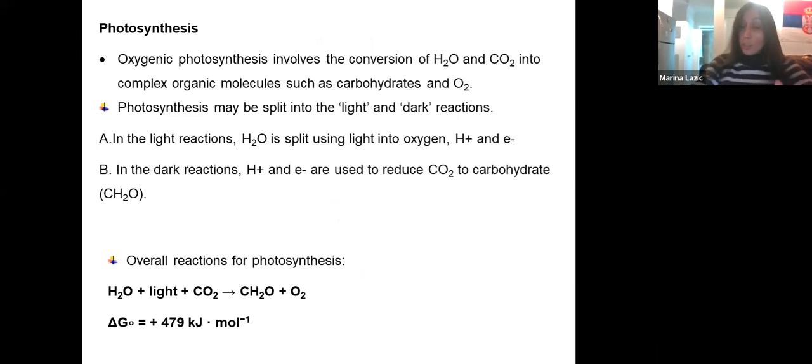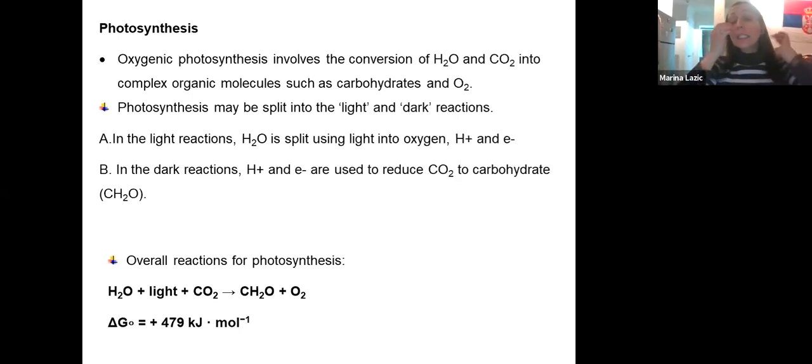Again, photosynthesis can be oxygenic. We'll talk about anoxygenic later on, but generally oxygenic photosynthesis involves conversion of carbon dioxide and water into complex organic molecules such as carbohydrates, and we have release of oxygen. Plants are making oxygen for our planet, but this is a microbial class, and there are microbes that are also performing oxygenic photosynthesis.